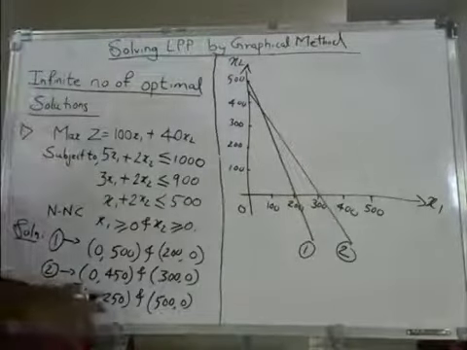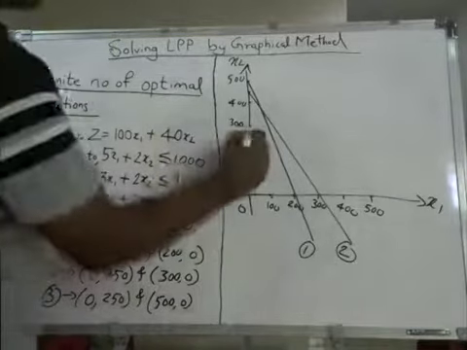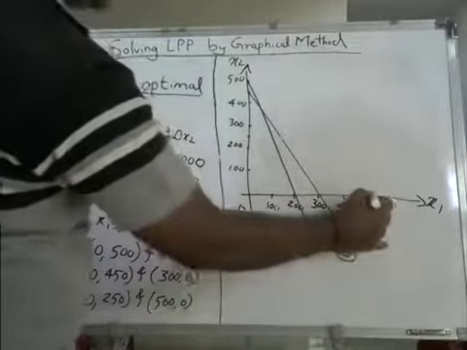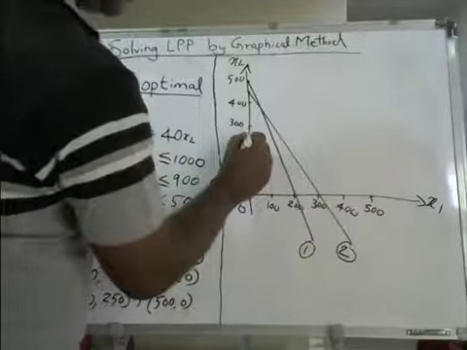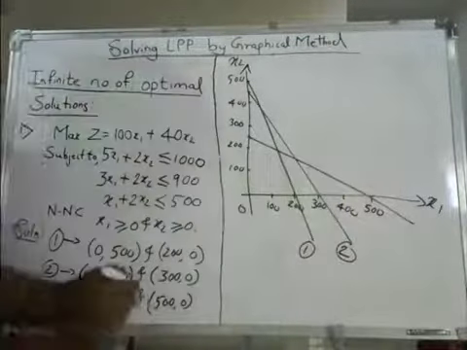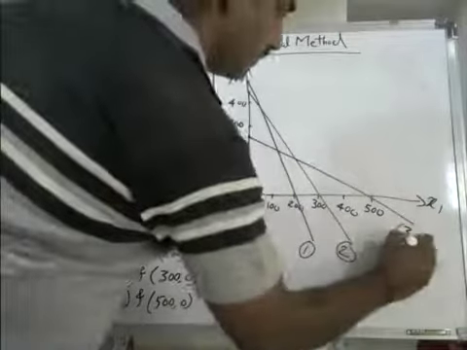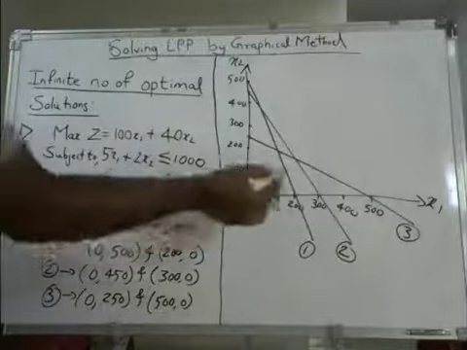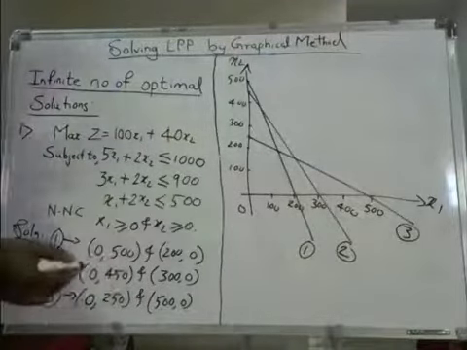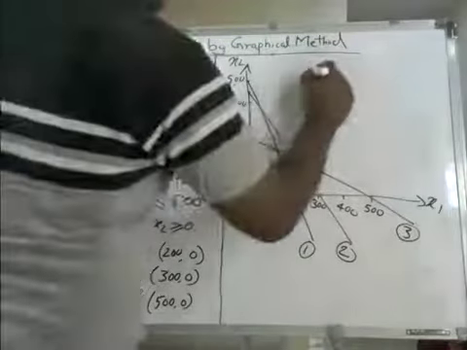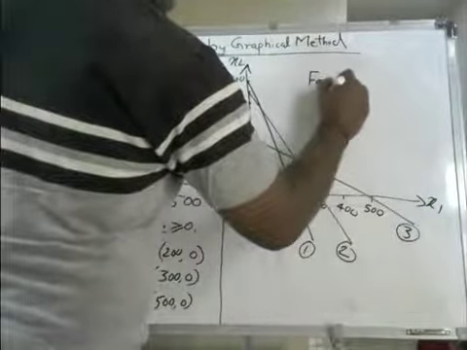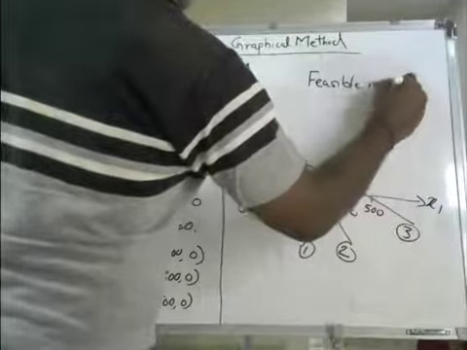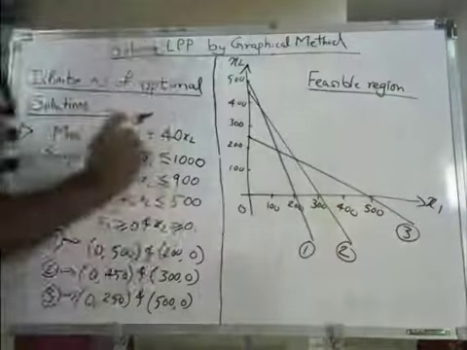And the third one is 250 and 500. 250 is here, and 500 on x1. So 250 and 500. So this is equation number 3. So all the equations, what you can see now, we have to find the feasible region here. We have to find the feasible region.